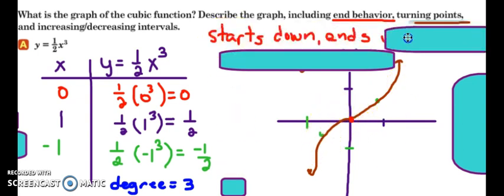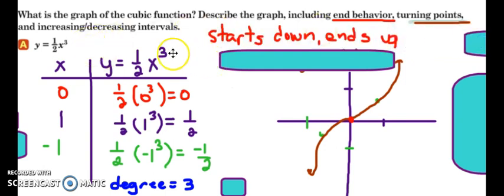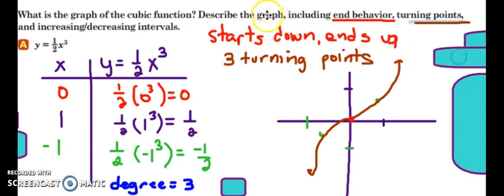So my end behavior, because it's cubic, is going to start down, end up. The number of turning points is 3, it's going to go 1, 2, 3.